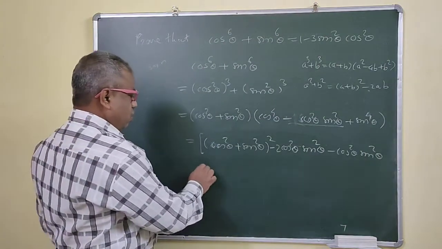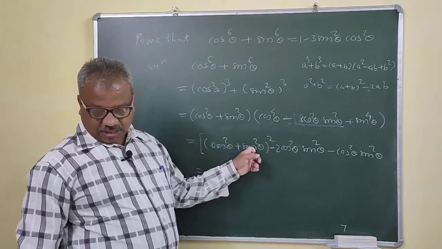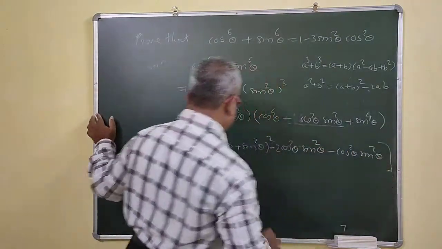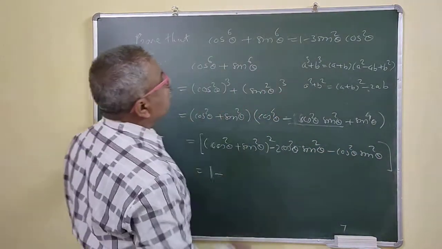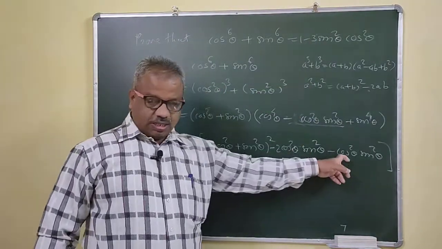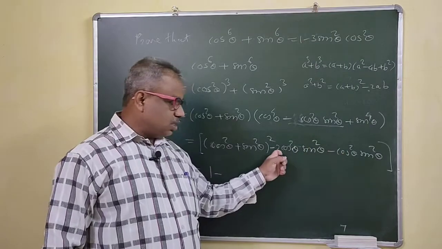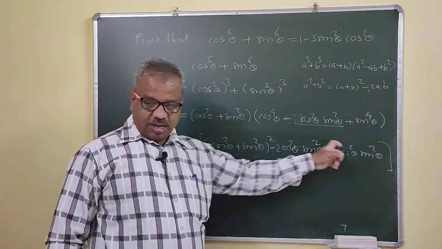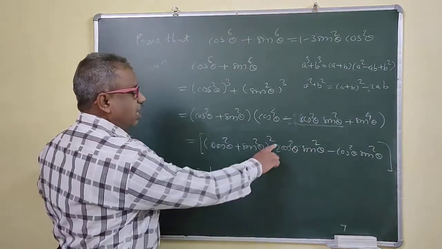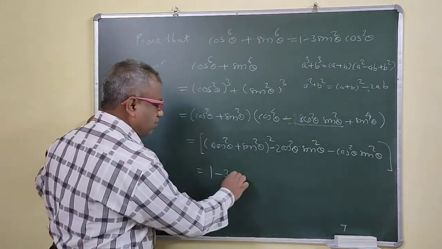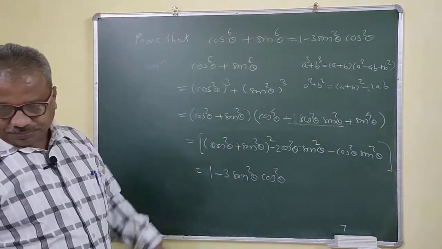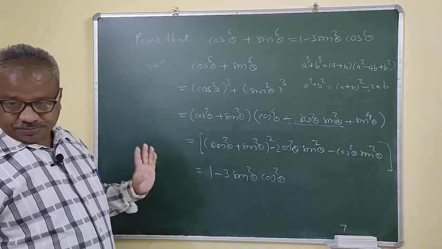Now again, cos square theta plus sin square theta is 1, 1 square is 1, so no need for the bracket now, right? Now this is 1 minus 3 sin square theta cos square theta. Minus 2 and this is minus 1, both terms are the same, of the type minus twice a minus a, so that means this is minus 3, right? And instead of cos square theta sin square theta we will write sin square theta cos square theta, because the product is commutative. So we get this, right?